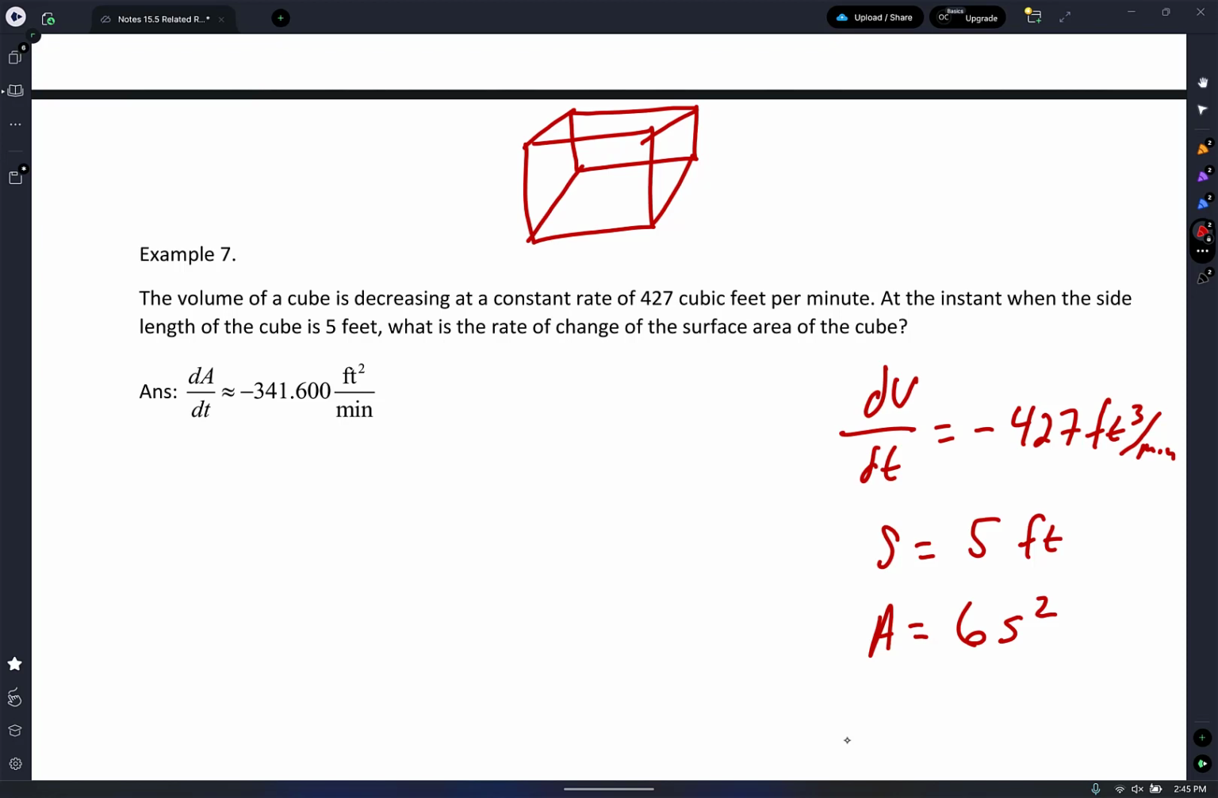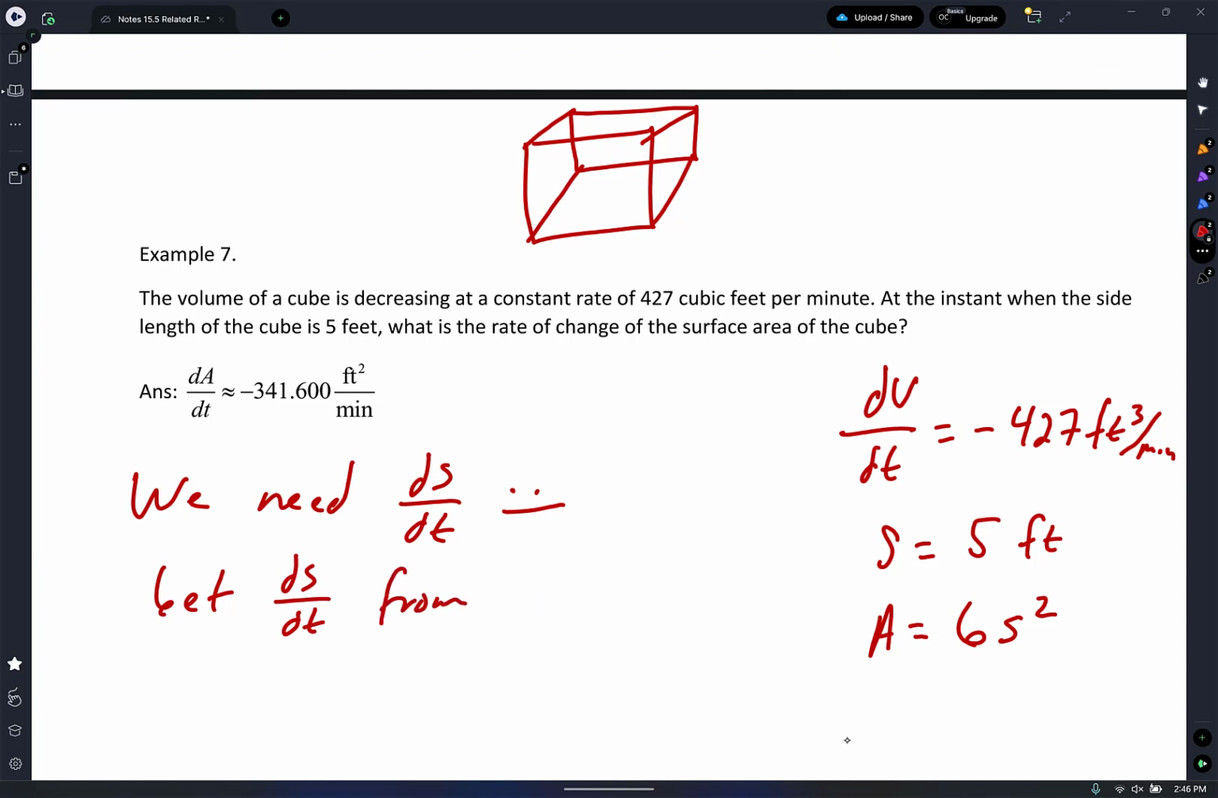All right. Let's see. What do we got to get first? Okay, we need ds/dt, but we don't have it, but we have volume. All right, here's how, okay, write this down. We need ds/dt. Get ds/dt from dV/dt, from volume. From V equals s cubed. We're going to take a derivative. Are we cool?